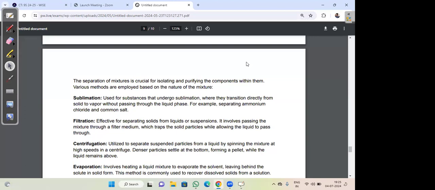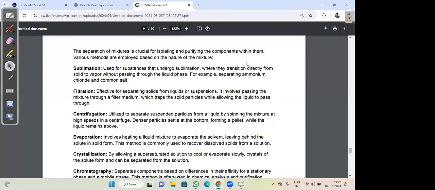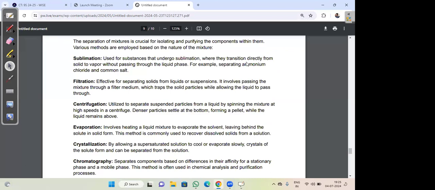Okay. Filtration we have already done. Next process is centrifugation. So the centrifugation process is utilized to separate suspended particles from a liquid by spinning the mixture at high speeds in a centrifuge. See, why do we call it a centrifuge? It depends on the density of the substances.